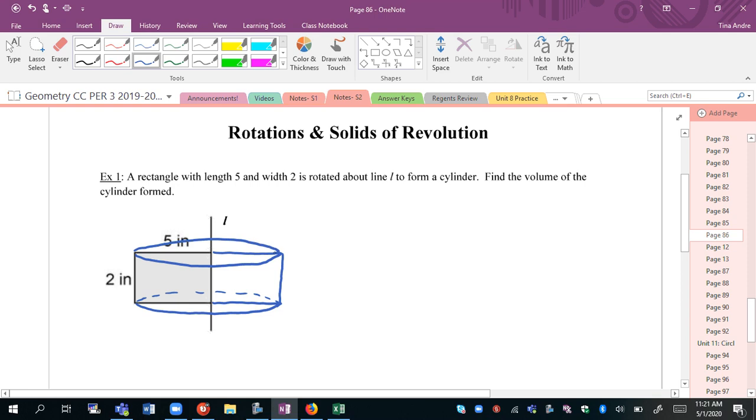On my cylinder, the height is going to stay 2 inches all the way around, and the radius, what's coming up off the paper and going back behind it, is 5 inches. When I go to solve this problem, I'm going to write my formula first: pi r squared times h for the volume of a cylinder. Then I'm going to plug in. The radius is 5, so 5 squared. My height is 2.